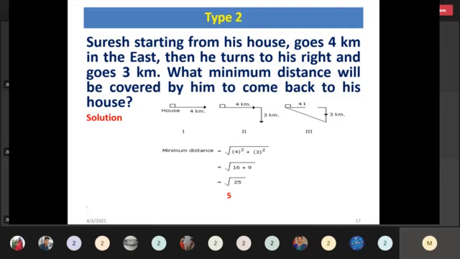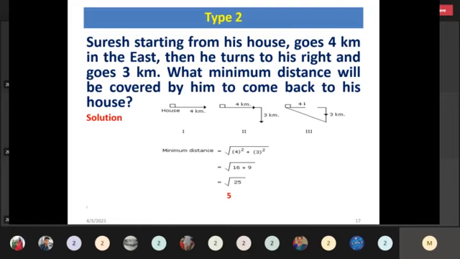Now type 2. Suresh, starting from his house, goes 4 kilometers to the east. Then he turns to his right and goes 3 kilometers. What minimum distance will he have to cover to come back to his house?